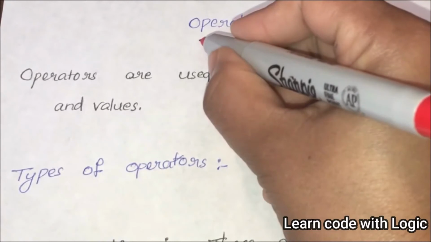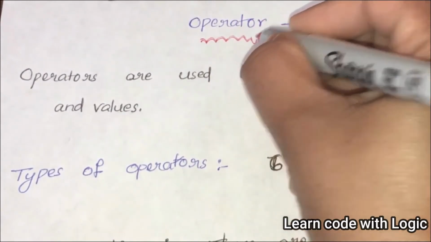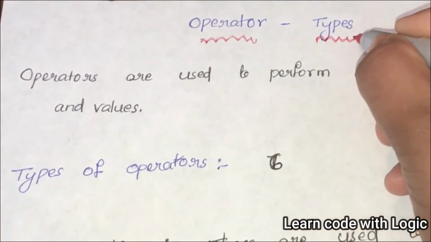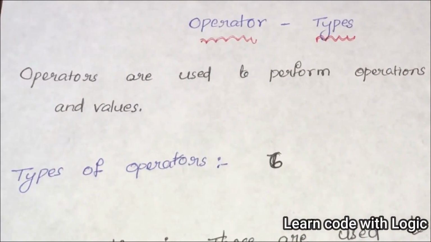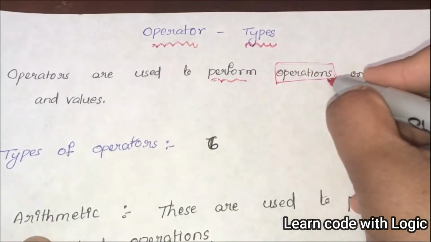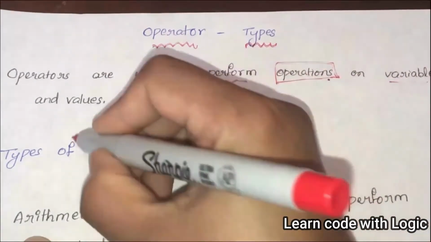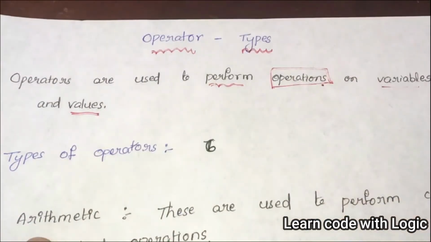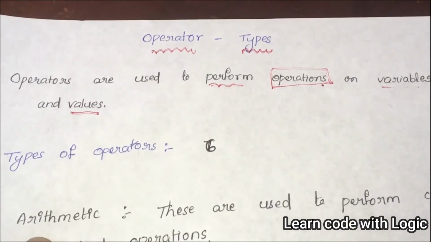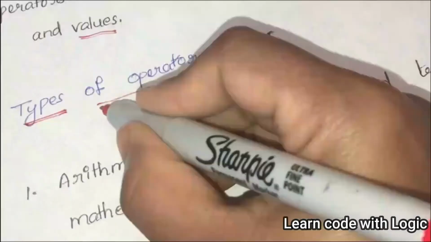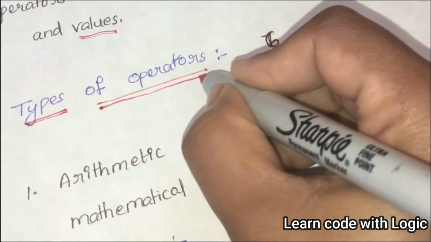In this tutorial you will learn about operators in Java and the types of operators we generally use in Java. Operators are used to perform operations on variables and values. So to perform any operations we need operators. Now let's talk about types of operators.